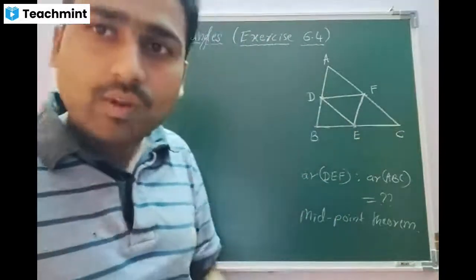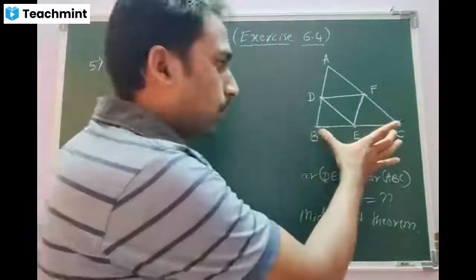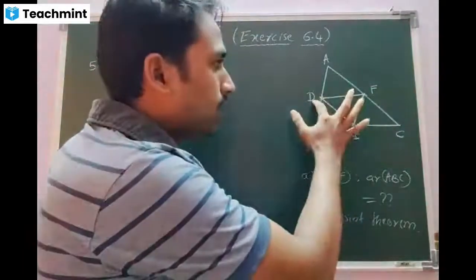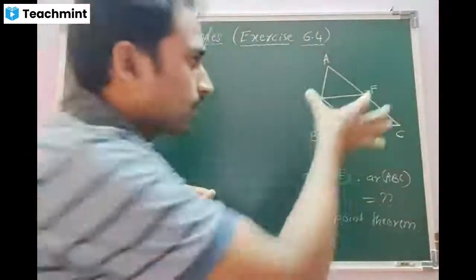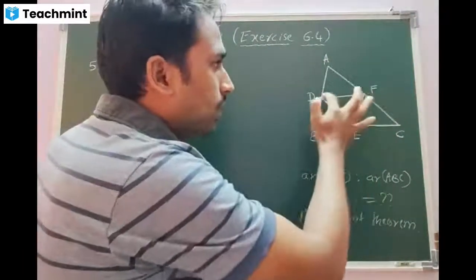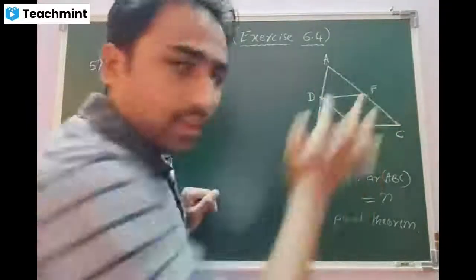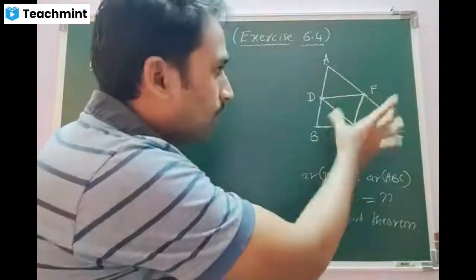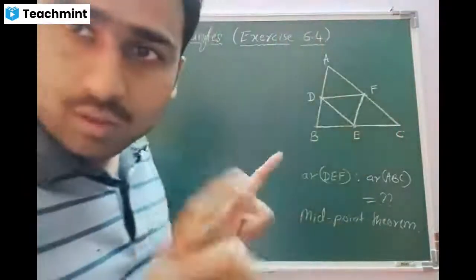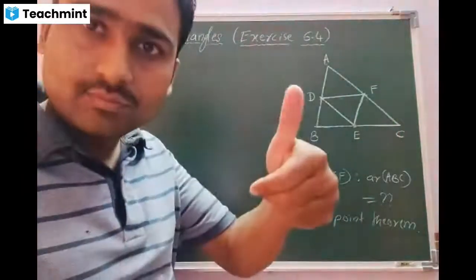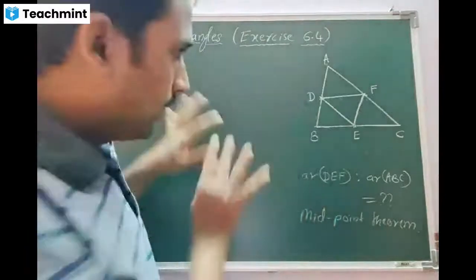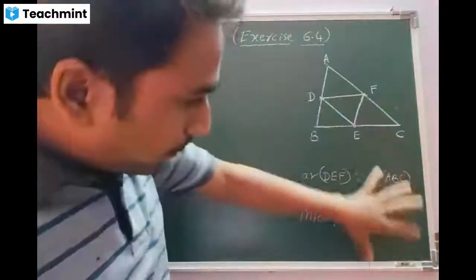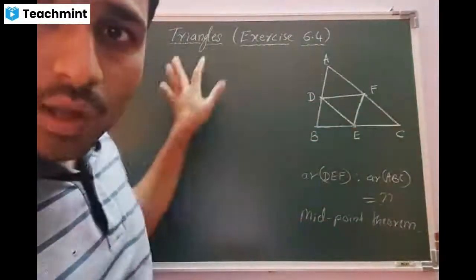Yes, sir. First, observe the normal view. BC is your base, D is the midpoint, F is the midpoint. DF is the line joining the midpoints of AB as well as AC. So this line should be parallel to BC and should be half of BC. Got the concept? Yes. So let us see how the midpoint theorem can be utilized to arrive at the results.